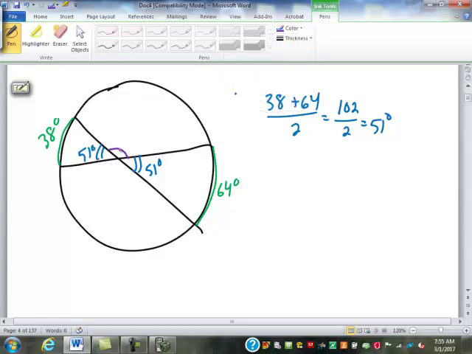We're looking for the purple one up here, though. There you go. It's 180 minus 51 is 129 degrees. Perfect.